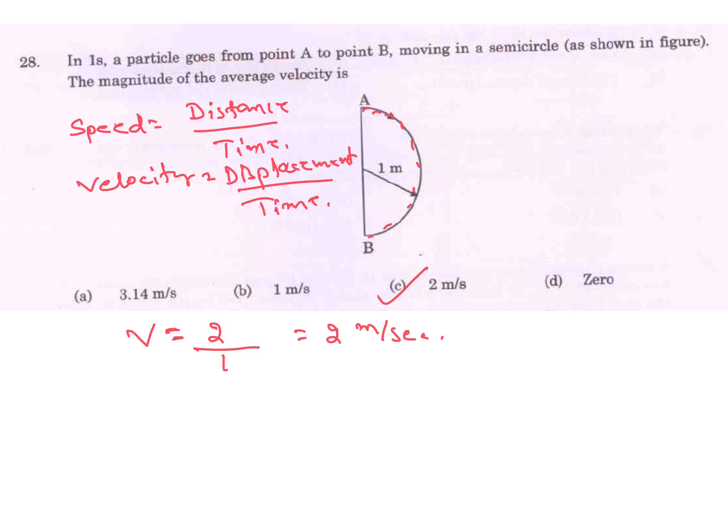If they ask for speed, then we have to calculate the distance moved. This curve is 2 pi r by 2, which is pi into r by time 1. So r is 1, pi is 3.14 meters per second. If they ask for speed, then A will be our answer. But they ask for velocity, so C is our correct answer.